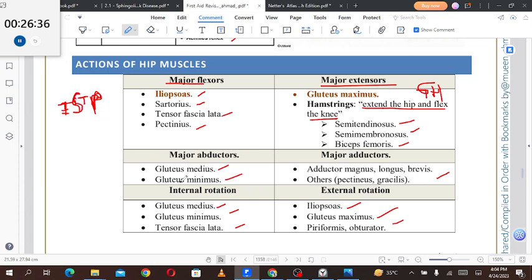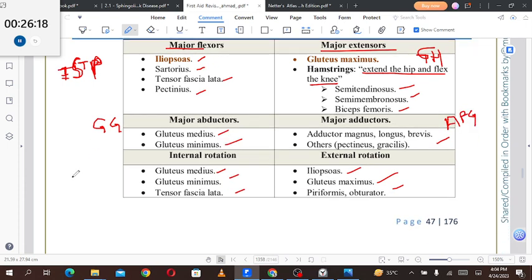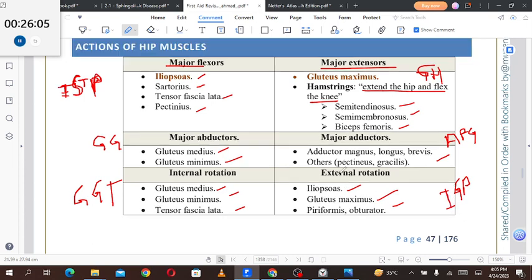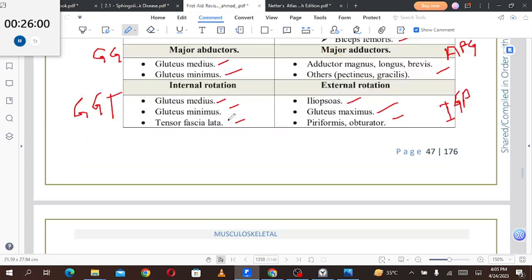ISTNP. Okay. Then we have the major abductors, GG. The major adductors, you may say AO maybe, or APG. Then the internal rotation is mediated by GGT, gamma glutamate transferase maybe, and external rotation with the IGP. Okay, I'm very bad at giving mnemonics, so I'm giving you the initials which you could do by yourself as well. So do something about this, because you have to remember these things.